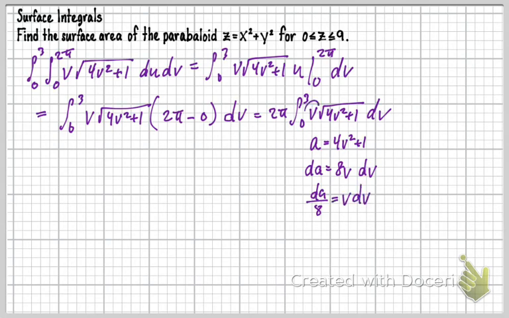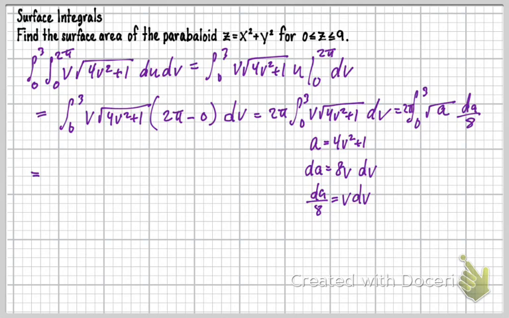And the reason why I'm doing that is because I have a v dv here. And now I can sub in dA over 8 for that, and then I can sub in for my u here. So this is going to be the integral, don't forget my 2 pi, from 0 to 3 of square root of a, and this would be dA over 8. All right, so now the integral of the square root of a is really a to the 1/2.